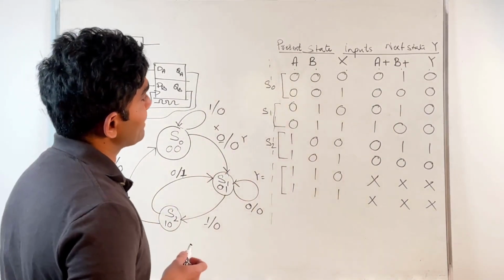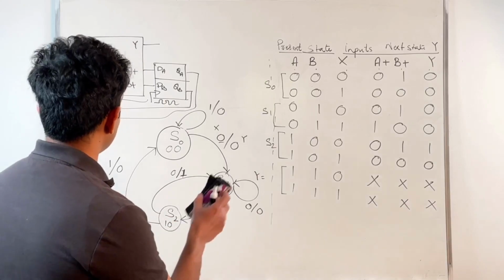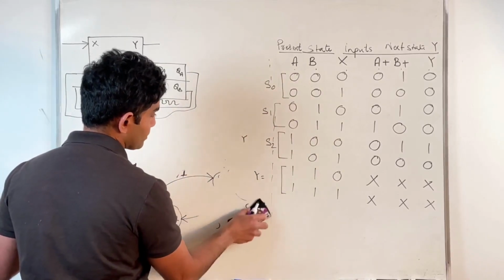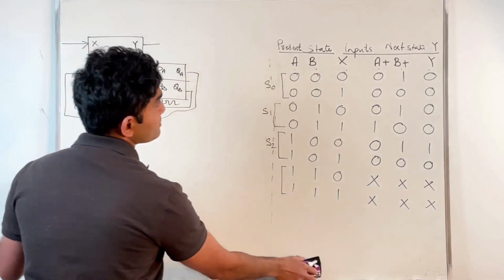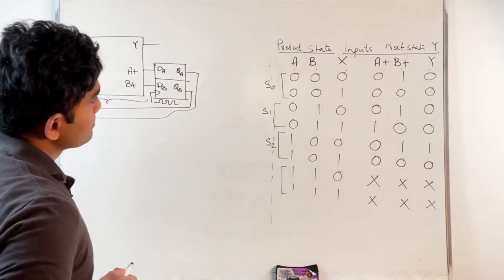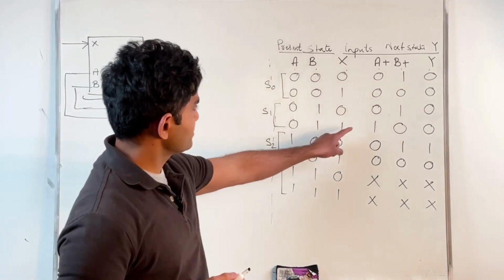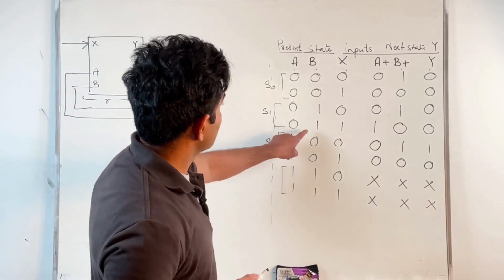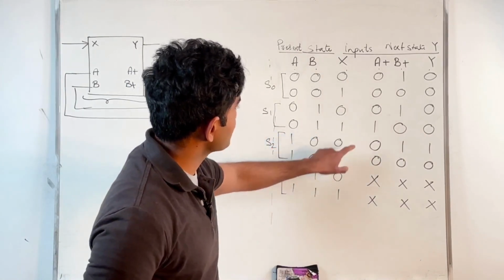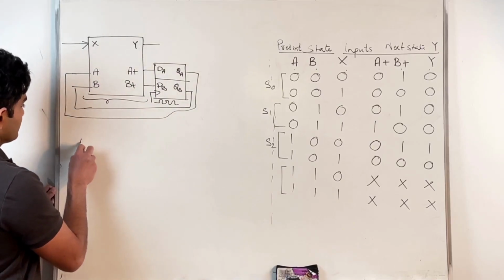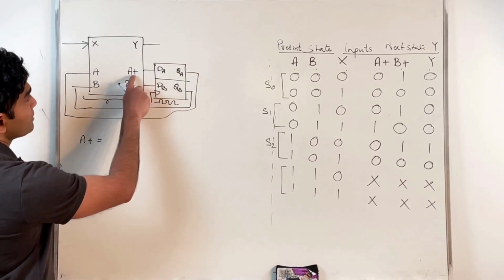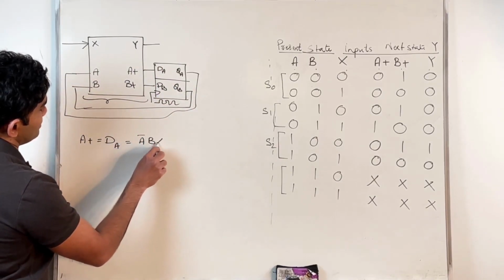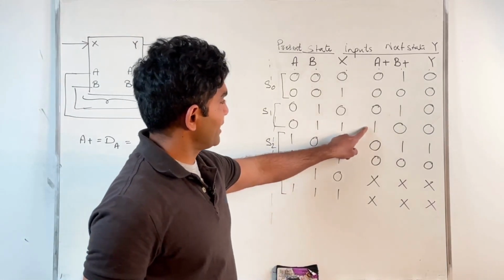And now I need to solve for A plus, B plus, and Y. I don't have to have this anymore because this information is now represented in the truth table. So what is A plus? I can already see that A plus, which is nothing but dA, is A prime B X, right? That's the only one I have.